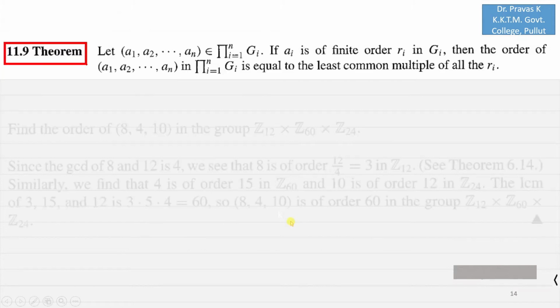Now in the previous class itself, we have seen that when we have a member (a1, a2, etc., an) in the product of Gi, and if we know the order of each of the elements ai, then it is possible to find the order of the element (a1, a2, etc., an). The theorem says that if (a1, a2, etc., an) is an element of the product of Gi, and if ai is of order Ri, then the order of the element (a1, a2, etc., an) is the least common multiple of all the Ri. So let us see an example.